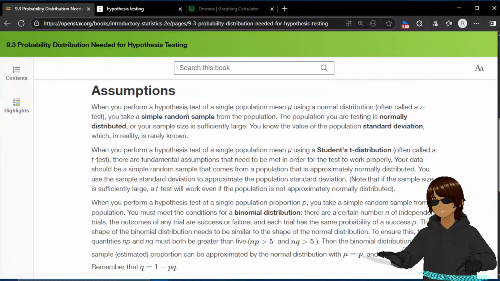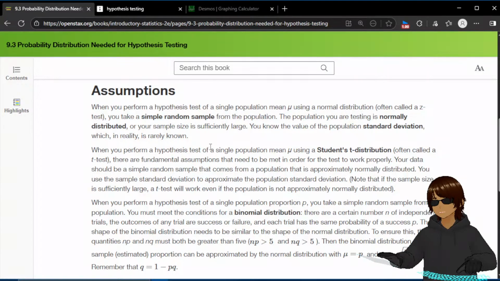When you perform a hypothesis test of a single population mean, mu, using a normal distribution, often called a z-test, you take a simple random sample from the population. The population you're testing is normally distributed and your sample size is sufficiently large. You know the value of the population standard deviation, which in reality is rarely known.